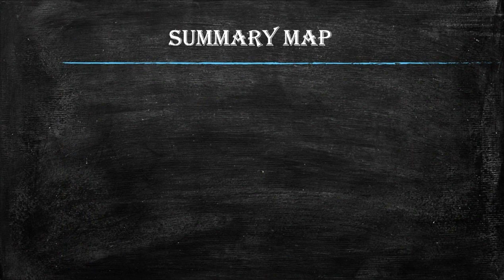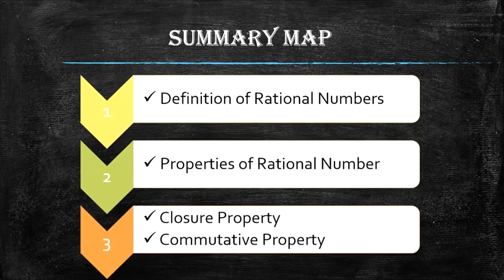Now, let's see the summary map of today's class. We had the definition of rational numbers. What is the definition of rational numbers? A rational number is a number that can be written in the form of P by Q, with two conditions: P and Q are integers and Q is not equal to 0. Also, we saw two properties of rational numbers: closure property and commutative property.